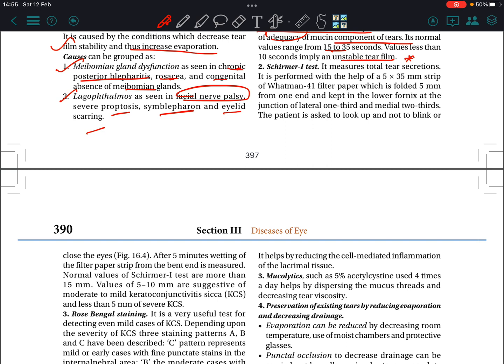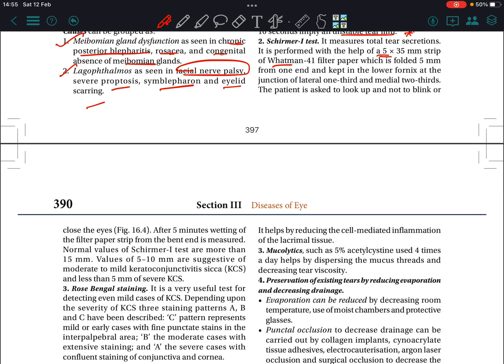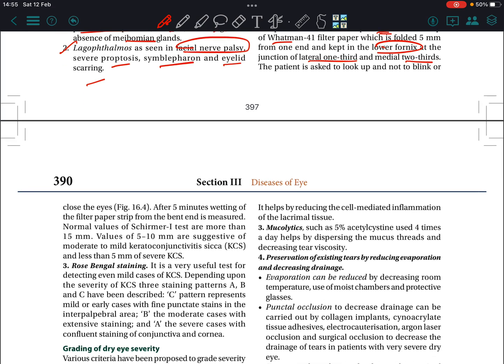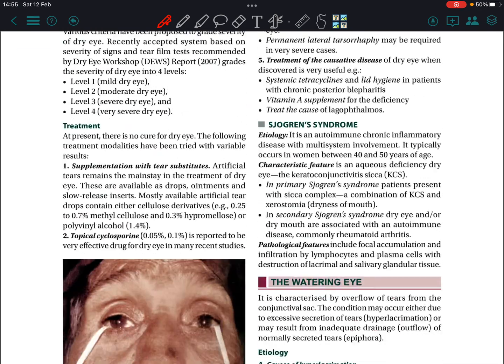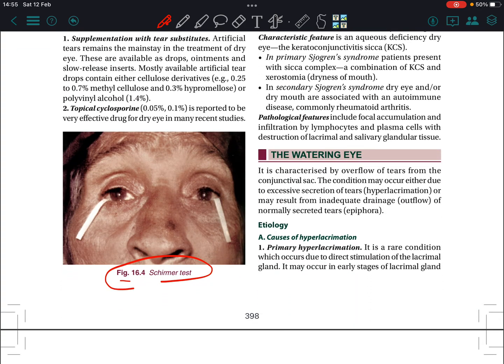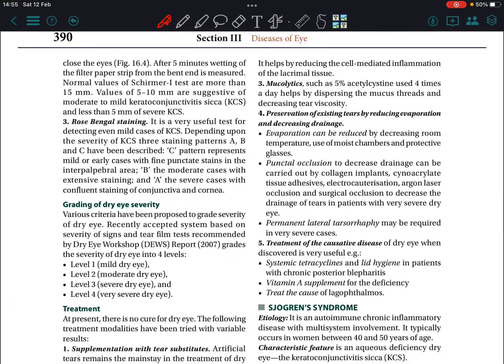Schirmer test: it measures total tear secretion. It is performed with the help of a 5 by 35 mm strip of Whatman 41 filter paper. The patient is asked to keep it in the lower fornix at the junction of the lateral one-third and medial two-thirds. The patient is asked to look up and not blink or close the eyes. After 5 minutes, wetting of the filter paper strip from the bend is measured. The normal value of the Schirmer test is more than 15 mm.